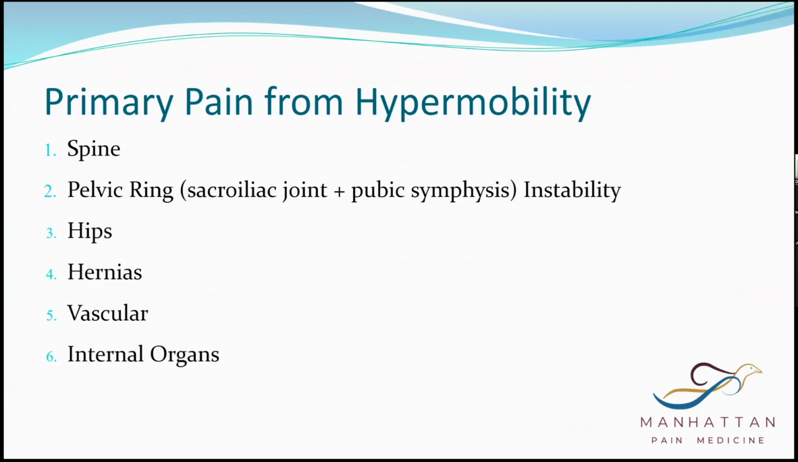Hernias. Hernias can involve a few different areas, just above the pelvis where the inguinal hernias are, or femoral hernias, and then obturator hernias. Lots of opportunity for hernias to cause pain. Vascular issues, like pelvic congestion or May-Thurner, Nutcracker syndrome, things like that, occur more frequently with hypermobility. And of course, issues with the internal organs, so rectocele, prolapse, things like that, chronic constipation. Generally, any of these structures can cause pain, primarily due to hypermobility.